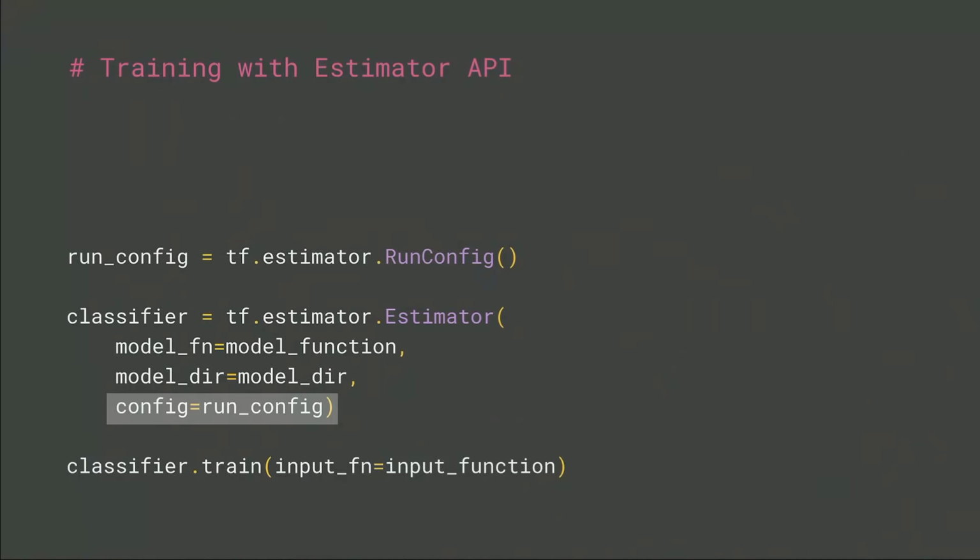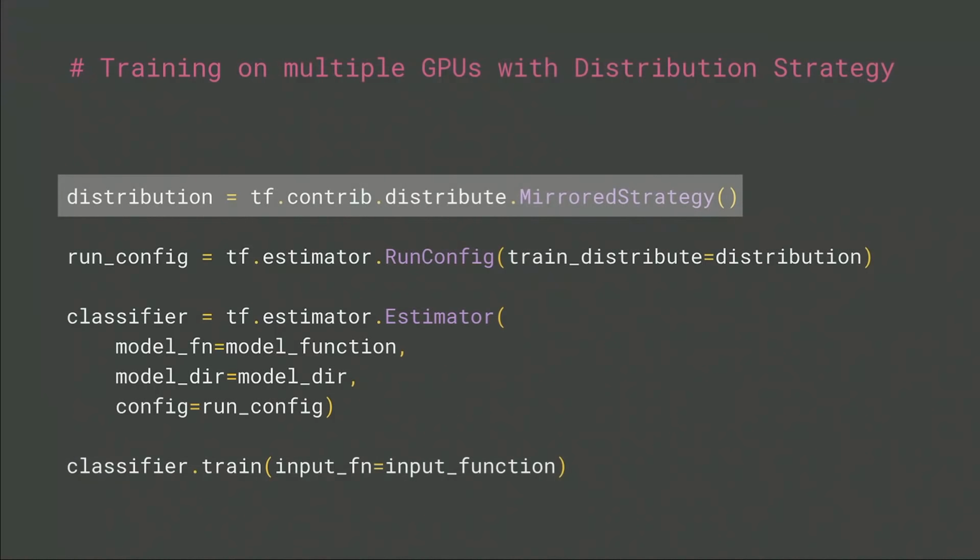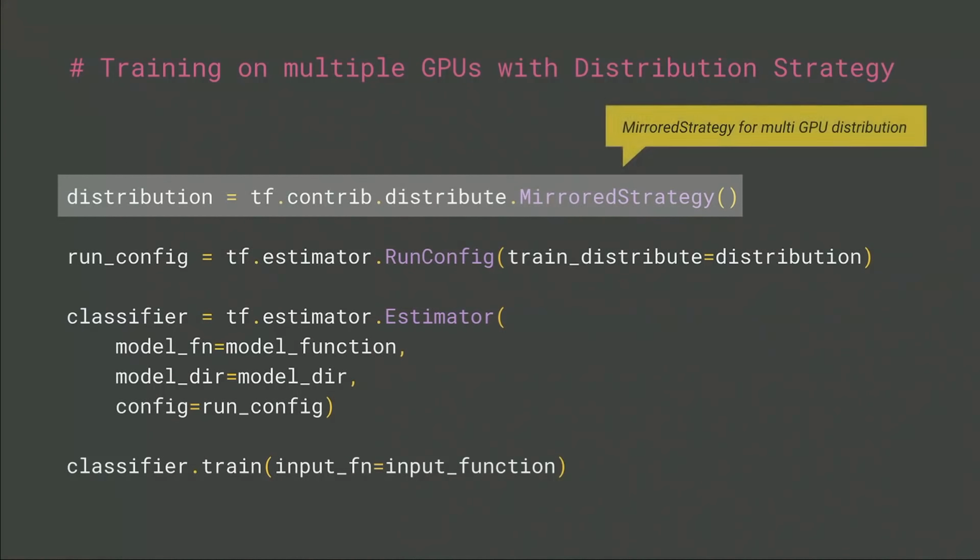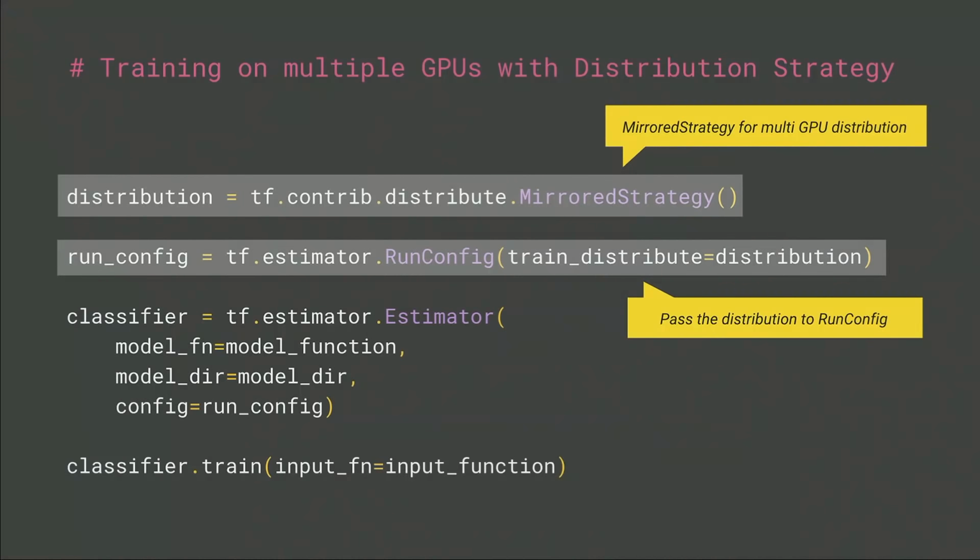Once you've created the estimator, you can start your training by calling the train method with the input function that provides your training data. So given this code to do the training on one device, how can you change it to run on multiple GPUs? You simply need to add one line of code, instantiate something called MirroredStrategy, and pass it to the run config call. That's it. That's all the code changes you need to scale this code to multiple GPUs.